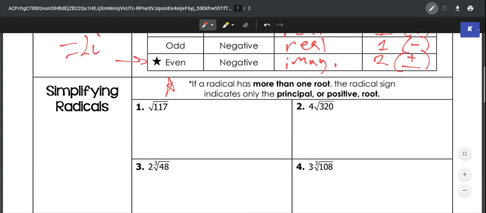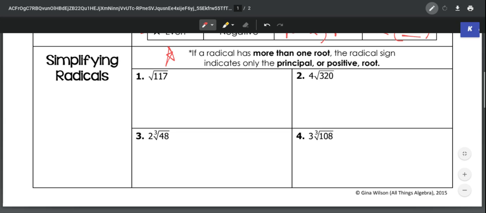So if a radical has more than one root, the radical sign indicates that we just want the positive version of this. So that's why, like I said, all your life, you've seen square root of 4. We've just written that as 2. We don't write it as plus or minus 2. So that's pretty much what that's saying here. So let's look at number 1.